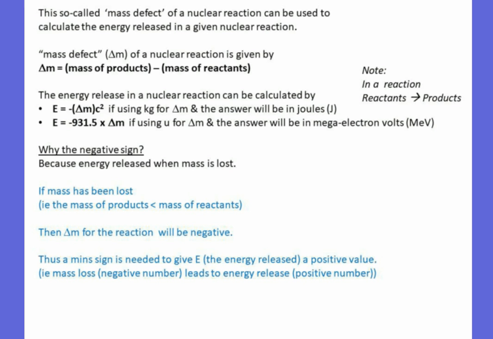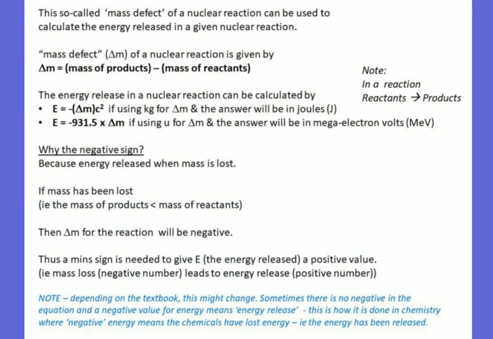So when we get a negative delta M or a negative mass defect, which means mass is lost, that means we get a positive number for energy because we know that energy is coming out. It's just a little mathematical thing to make sure our numbers make sense when you're looking at them. But just be aware, depending on the textbook, some textbooks have a negative sign, some textbooks don't. Some textbooks, when you get a negative energy, that means energy is lost. Some textbooks, when you get a positive energy, that means energy is lost. It doesn't really matter at the end of the day.